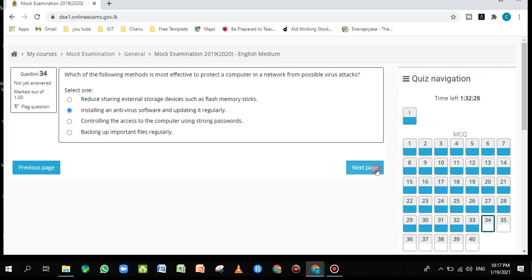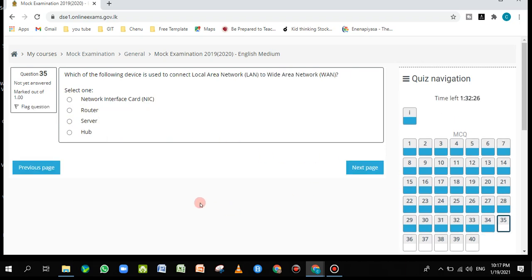Then the next one we'll go. It says which of the following devices is used to connect a local area network to a wide area network. That is a router. Definitely you can use a router to connect a local area network to a wide area network. Now we'll go to the next one.